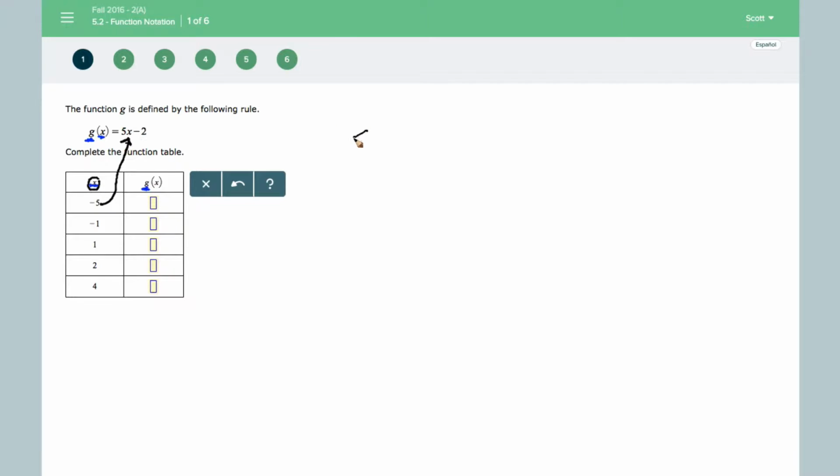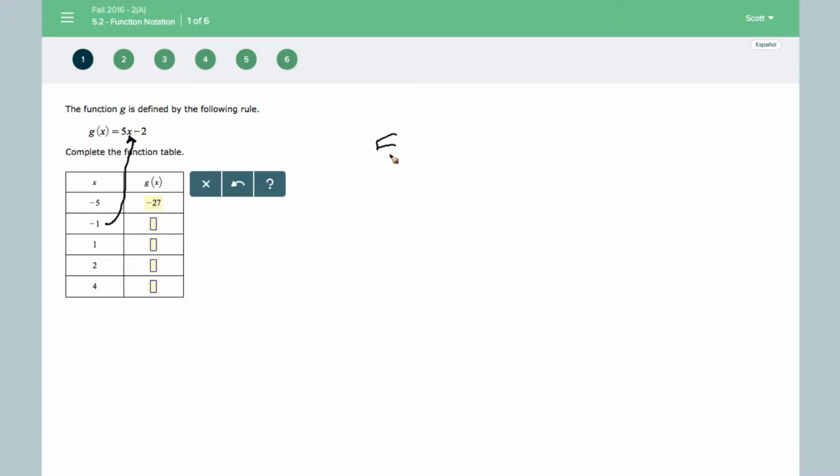And we would get 5 times -5 minus 2. What's 5 times -5? That would be -25 minus 2. And -25 minus 2 is -27. And we do the same thing for the next one. Take -1. Put it right there.